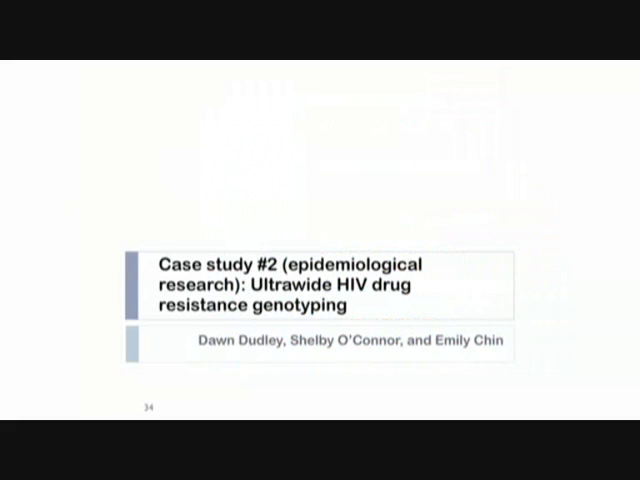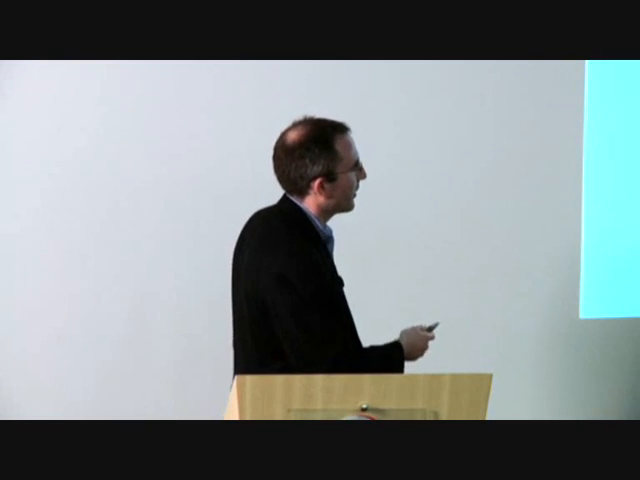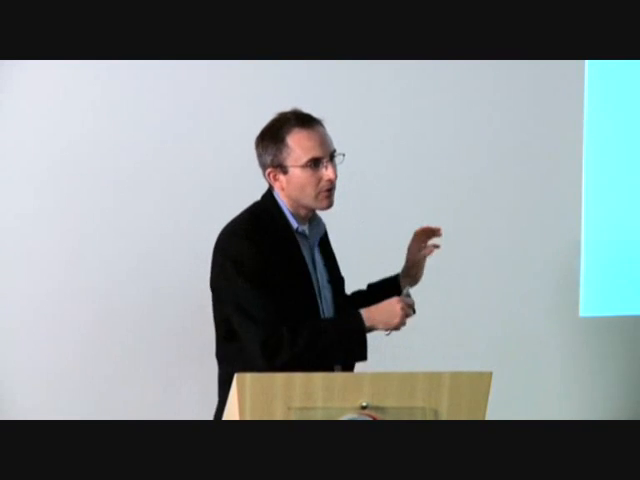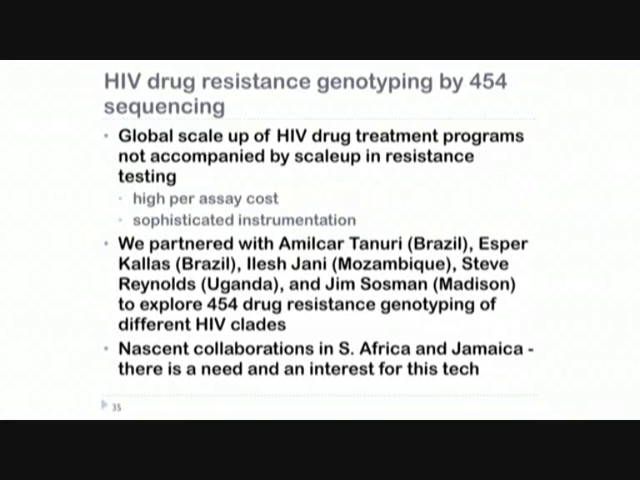So now I'm going to move on to a project that we've been doing in collaboration with many of you here in Sao Paulo, where we've been using this technology instead of determining lots of HLA genotypes at one time, to instead look at lots of HIV drug resistance genotypes at one time. So the same idea, except instead of looking at HLA, here we're going to look at the virus and look at HIV drug resistance.